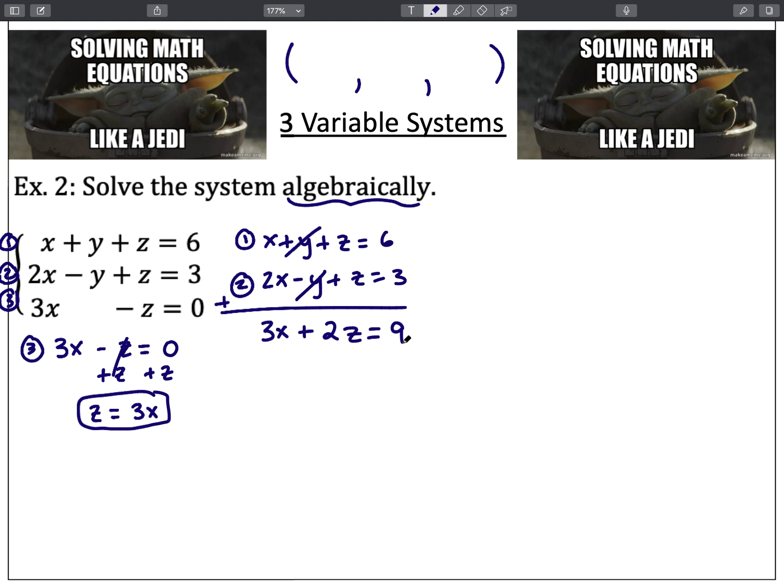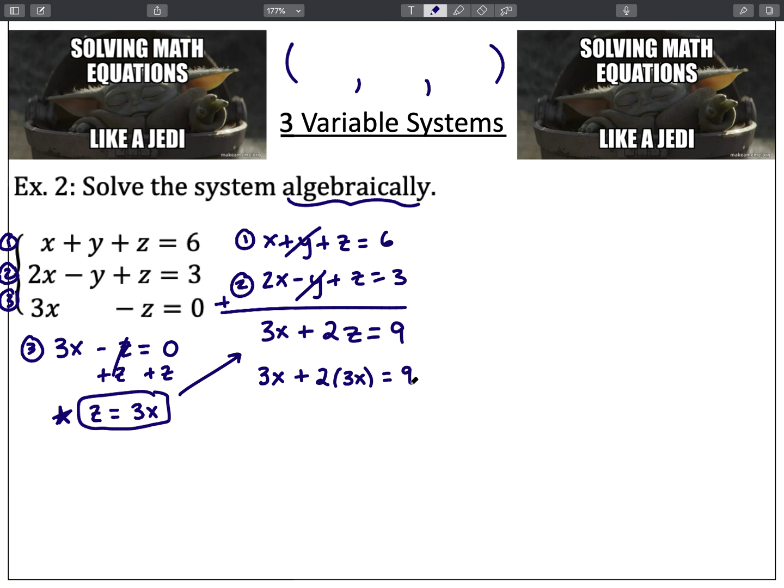The only issue with this equation is there are still two variables, and I don't know what x or z is. But what I do know from what I did earlier is that z is equal to 3x. So I can now take that and plug it into here. Again, I still don't know anything about x, so I have 3x plus 2 times z. But I know z is the same thing as 3x. So I can substitute 3x for z. So I have something like this.